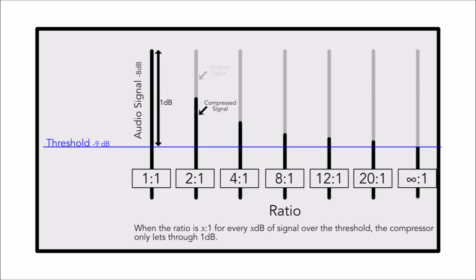The ratio controls how aggressively the compressor attenuates the signal that goes above the threshold. So, 2 to 1, 4 to 1, 8 to 1 all describe how powerful of compression you're experiencing, with something like 20 to 1 being really extreme, and infinity to 1 basically being a limiter, which will not let any of the signal over this threshold, at least in theory, if it can catch it in time.